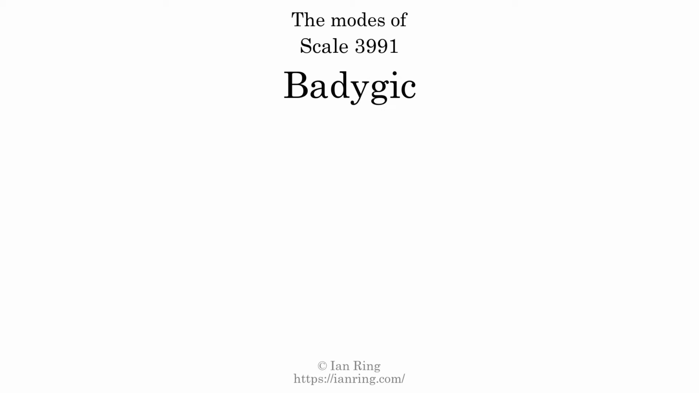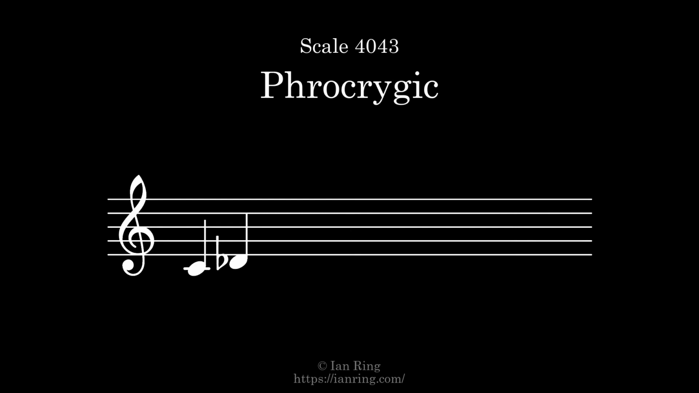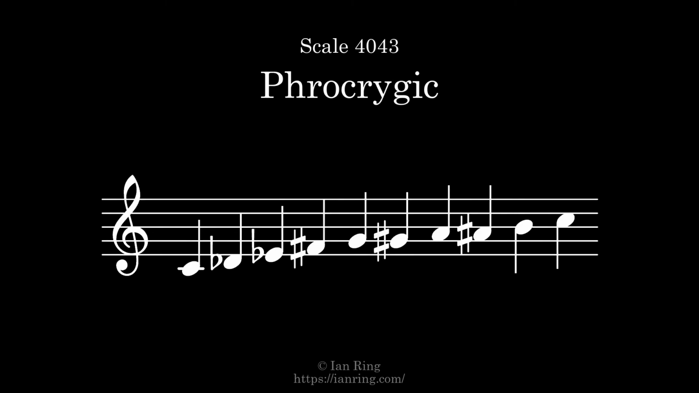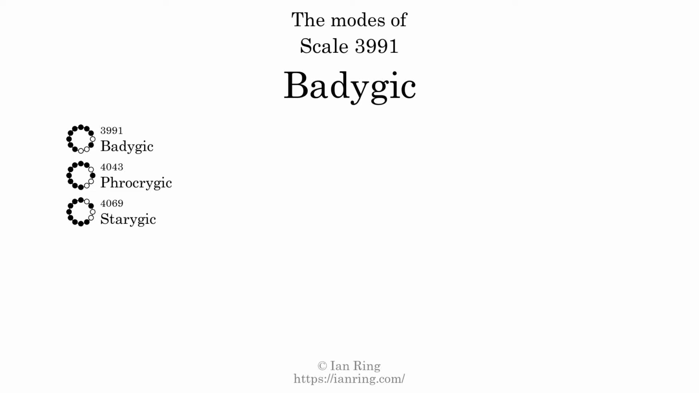This scale has 9 modes. The first mode is itself. The second mode is scale 4043, also known as Badygic. It sounds like this. The third mode is scale 4069, also known as Triads. It sounds like this.